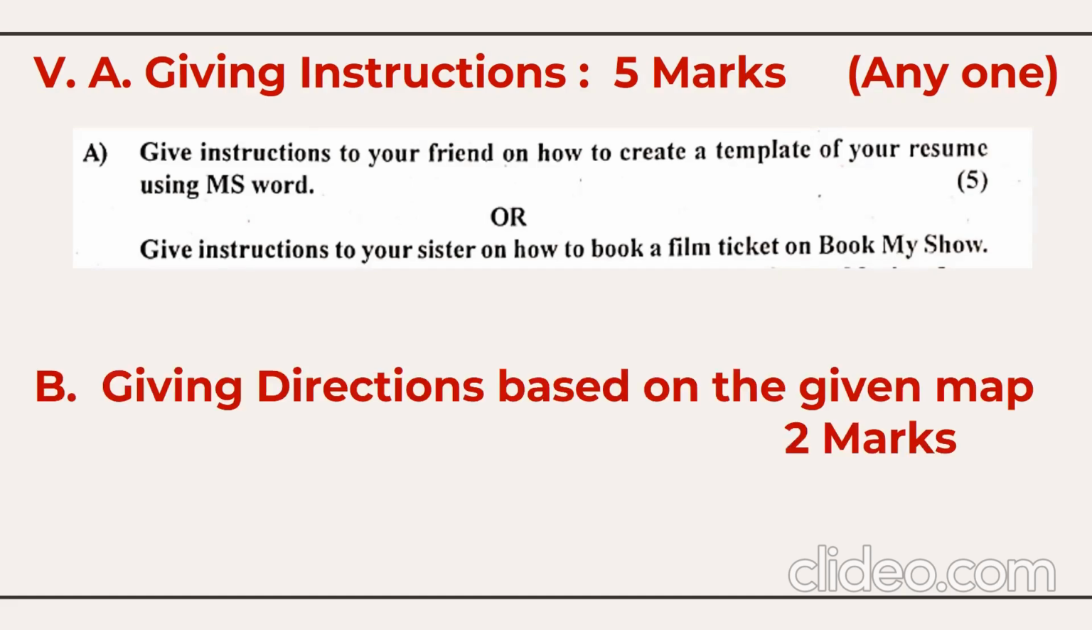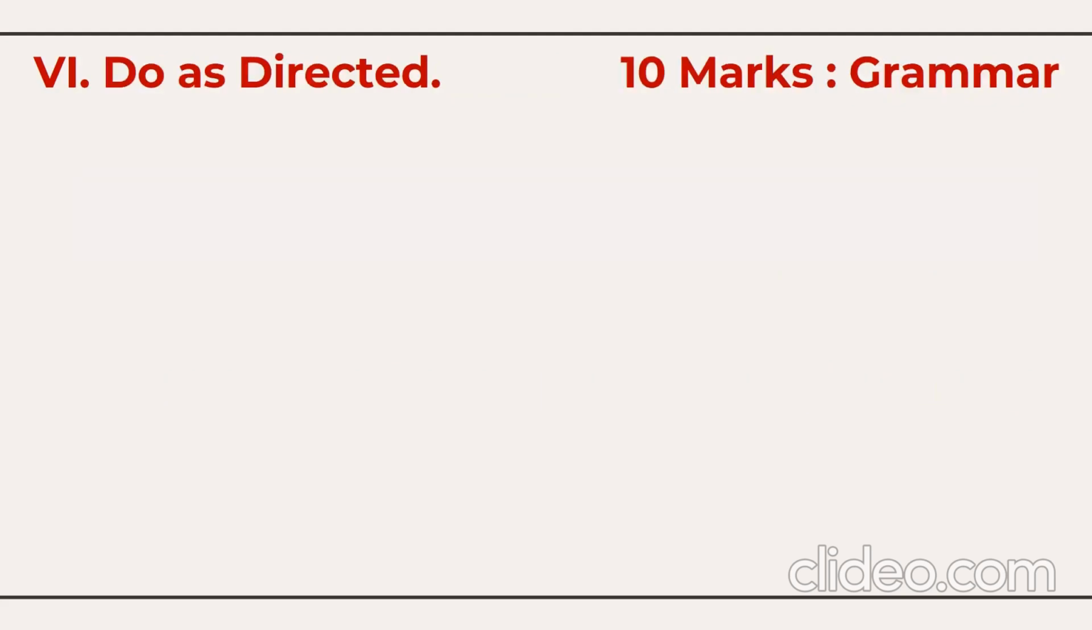Then a 2 marks question. A map is given on the question paper and you need to show directions to somebody to reach from point A to point B, or from one place to another. So giving instructions is 5 marks, and giving directions is 2 marks, 7 marks in total, right? Then the last segment we have here is 10 marks of grammar.